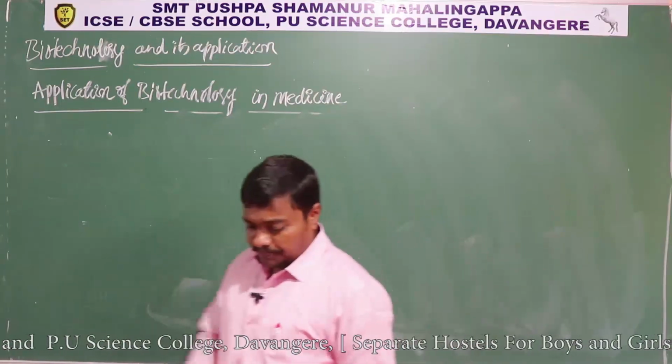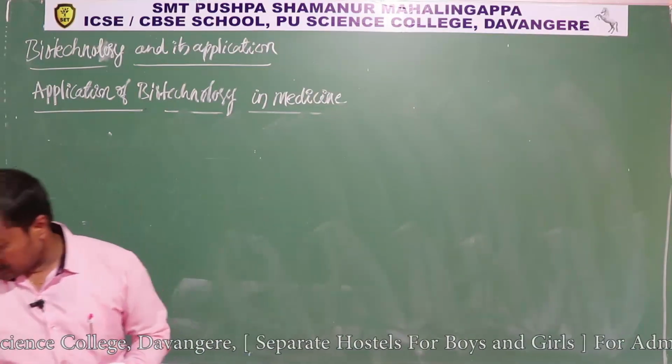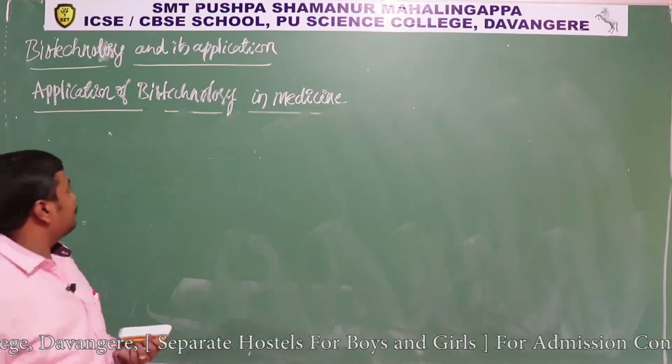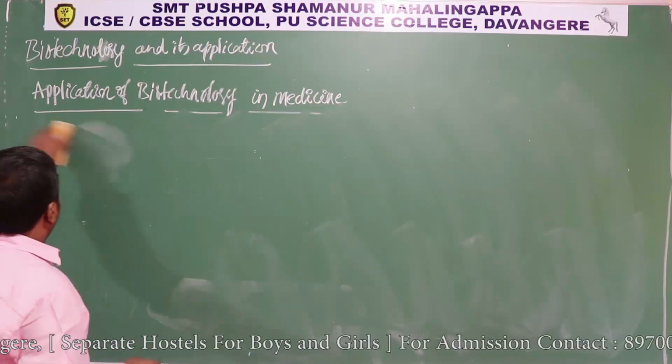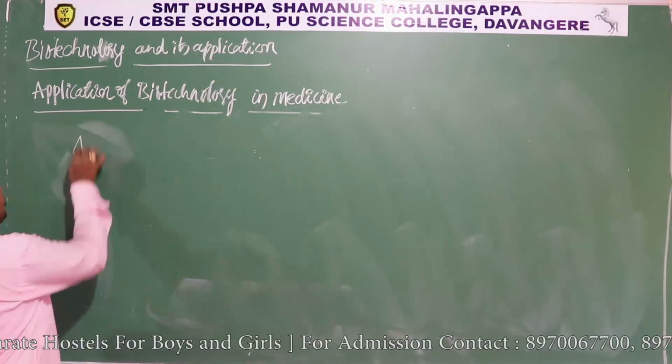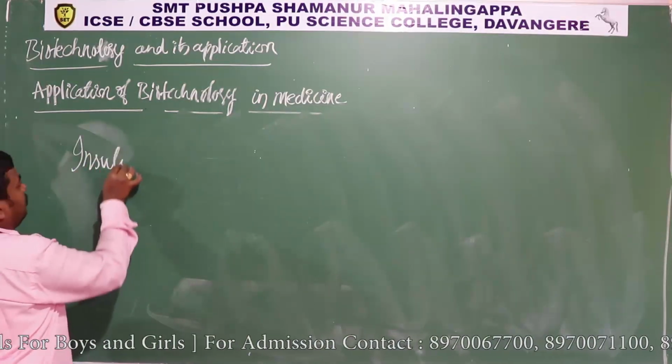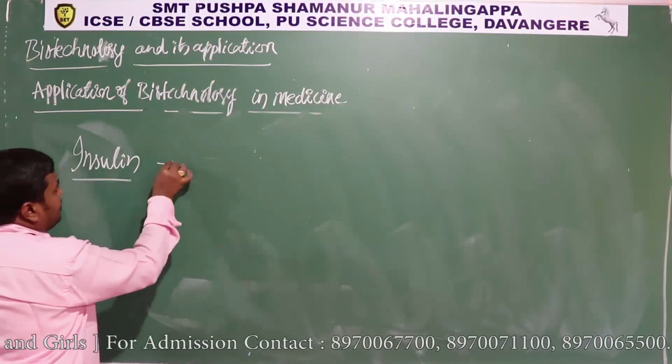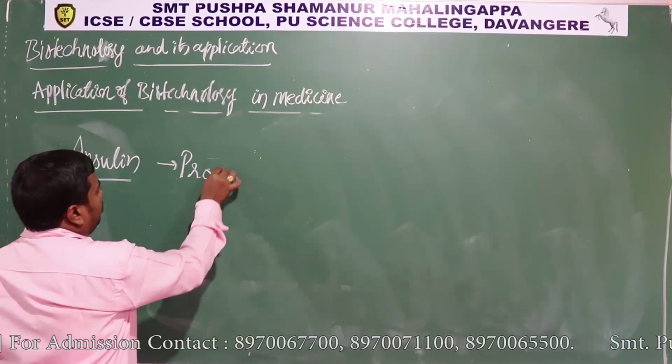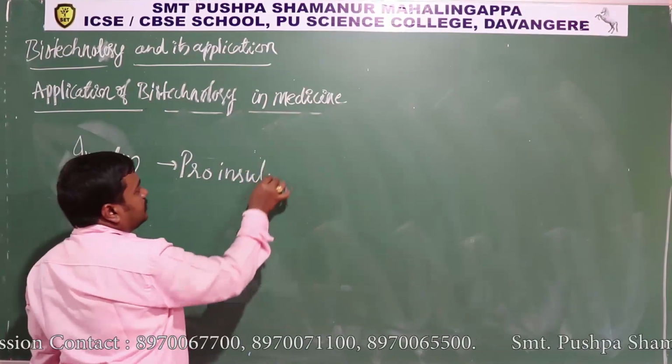Okay, so let us discuss how that insulin is produced. Okay, this insulin in the body is produced as proinsulin.